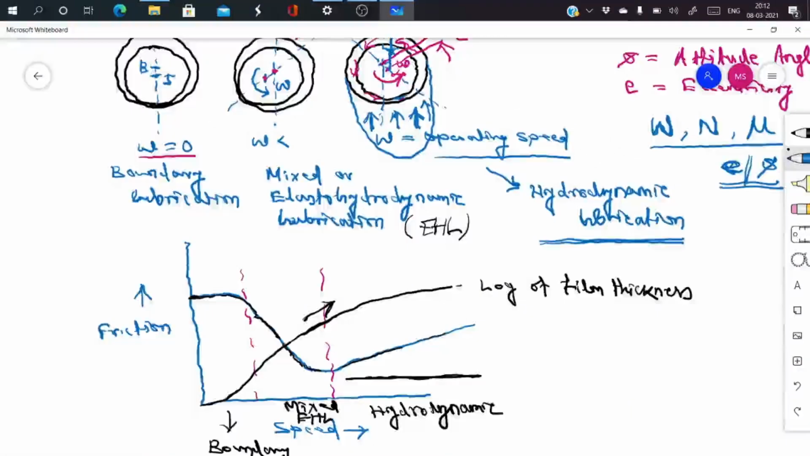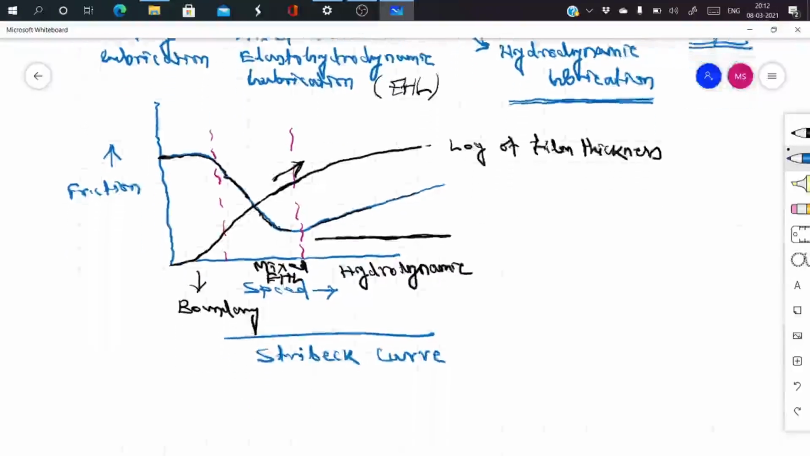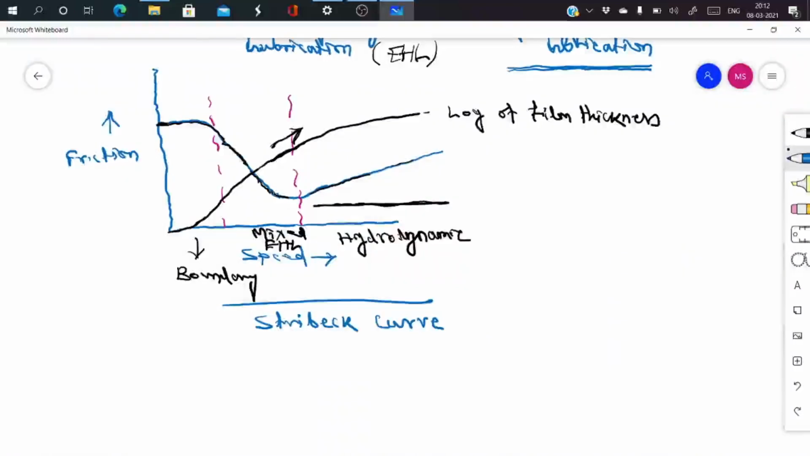So this curve, whatever I have drawn, this is a friction parameter, and this speed is basically the Sommerfeld number. We will discuss later what the Sommerfeld number is. Just remember, this curve is called the Stribeck curve.